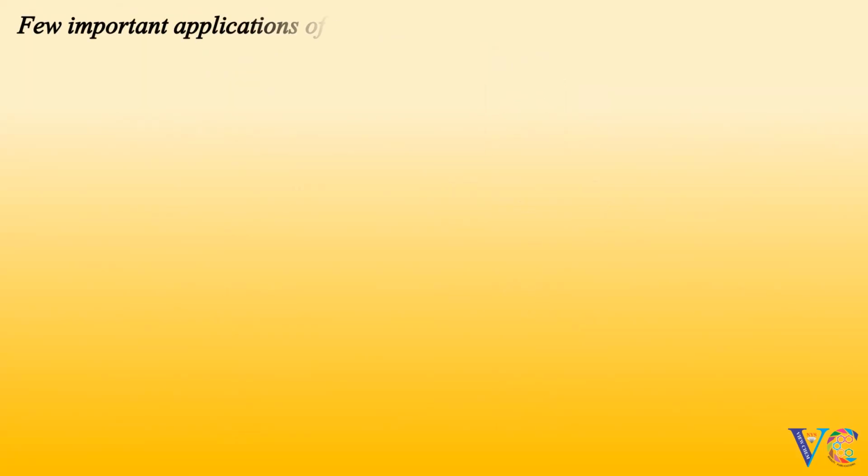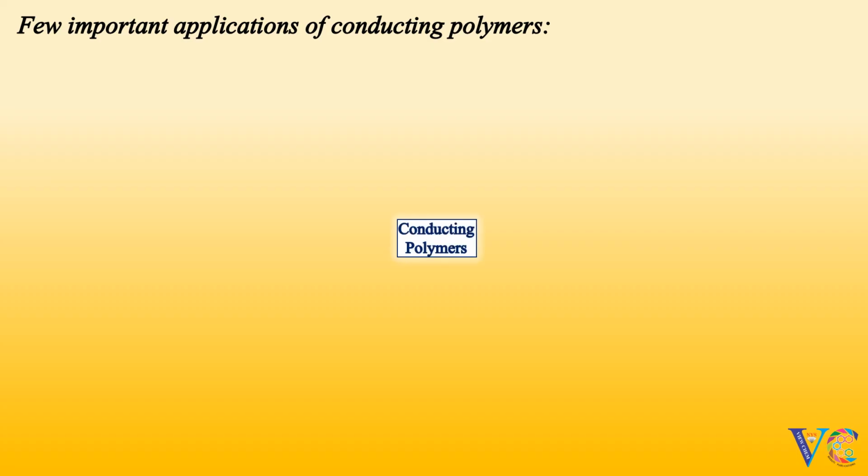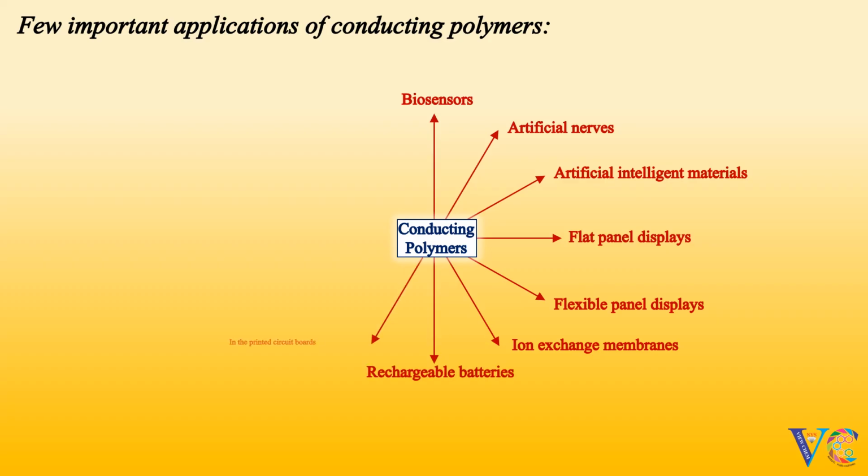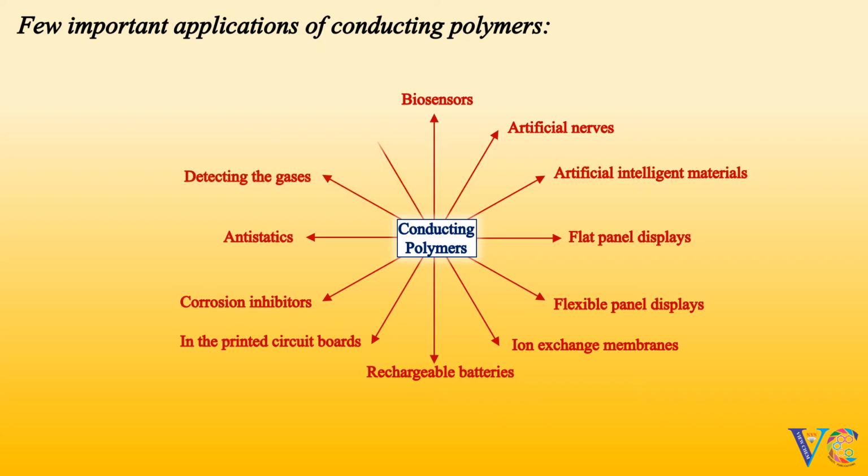A few important applications of conducting polymers. Conducting polymers are used in the preparation of biosensors, artificial nerves, artificial intelligent materials, flat panel displays, flexible panel displays, ion exchange membranes, rechargeable batteries, printed circuit boards, corrosion inhibitors, antistatics. Further, conducting polymers are used to detect gases and to absorb harmful radiation from electronic devices.